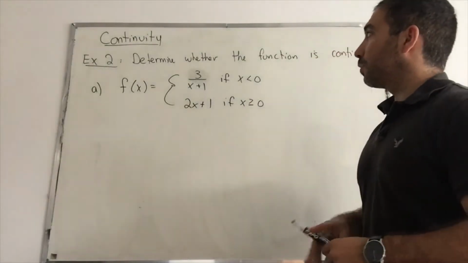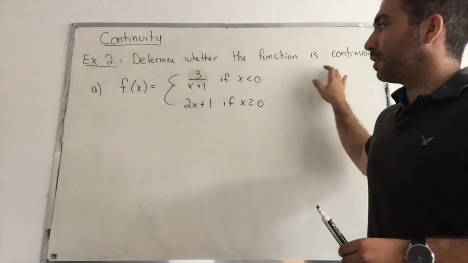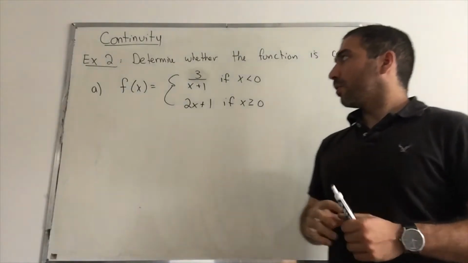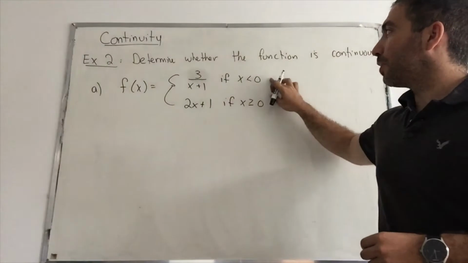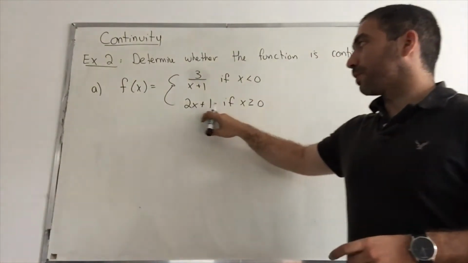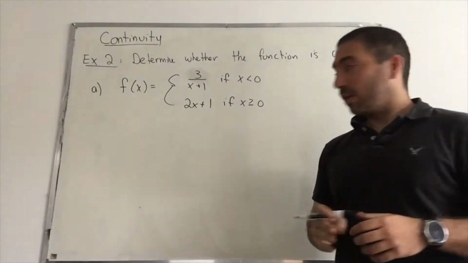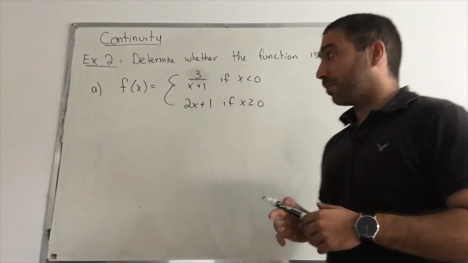So in this example here, we're asked to determine whether the function is continuous or not. The function we're given is a piecewise function. On top it's 3 over x plus 1 if x is smaller than 0, and then the function is equal to 2x plus 1 if x is greater or equal to 0. So pause the video, try this on your own, see if you can determine whether the function is continuous or not.